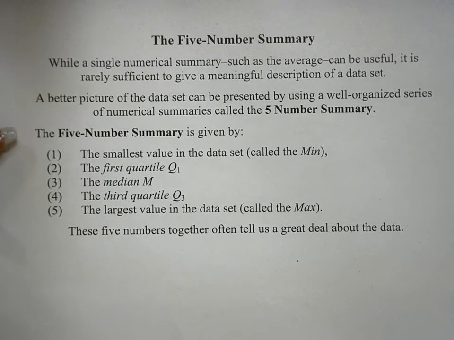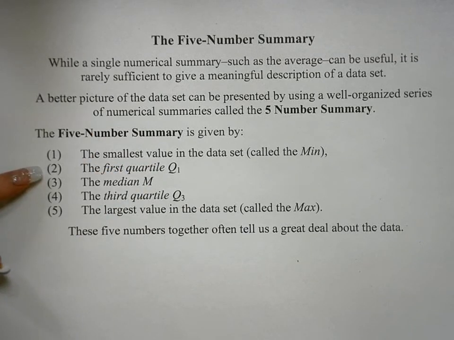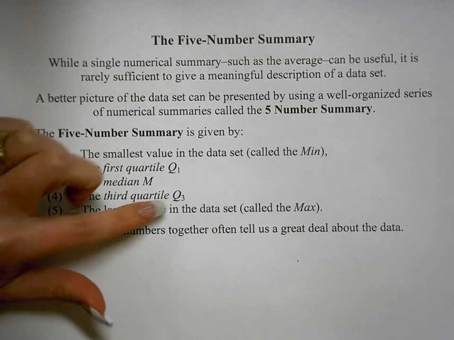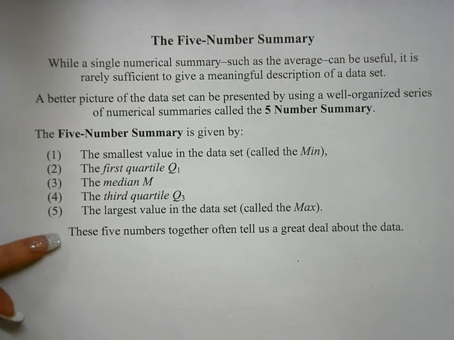The 5-number summary is given by 5 numbers. The first number is the smallest value in the dataset, called the minimum. The next number is the first quartile, denoted by Q1. That is the 25th percentile of the dataset. The third number is the median, which is also known as the 50th percentile of the dataset. And then the fourth number is the third quartile, denoted by Q3, which is also the 75th percentile of the dataset. The last number in the 5-number summary is the largest value in the dataset, called the max. These 5 numbers together often tell us a great deal about the data.